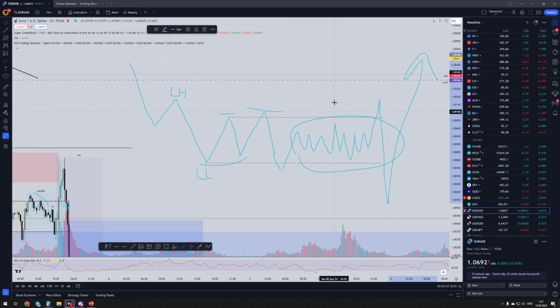The most important thing for you is to identify the range and trade only from one side to another side. Never try to trade inside the range. All order blocks, trend lines, all this support and resistance, they won't work inside the range. Nothing will work.